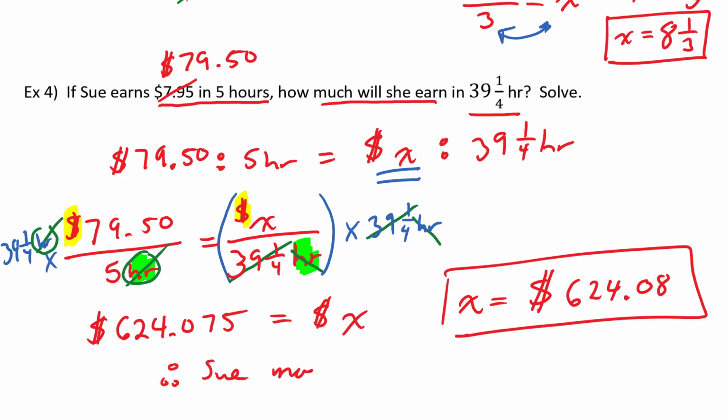Therefore, Sue made $624.08 working 39.25 hours. Now ask yourself, does that sound reasonable? After 5 hours, this person made about $80. And after 39 hours, that's quite a bit more time. And you can see that's quite a bit more money. So this does sound reasonable.